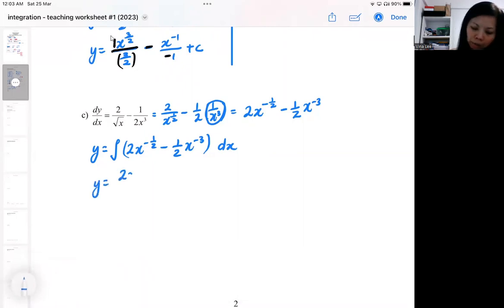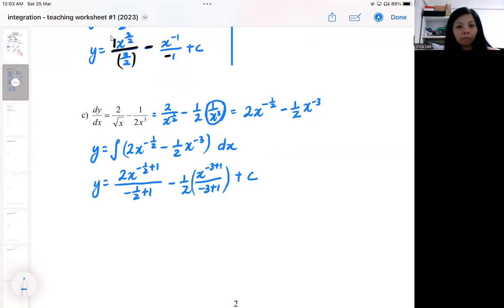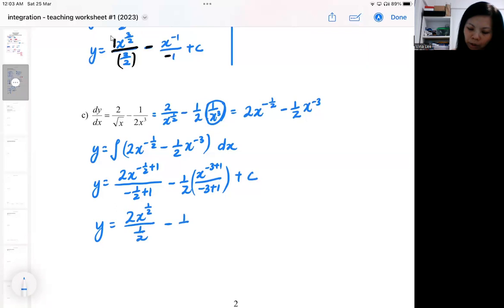So what happens when you use formula number 2? You add a power, return the power, divide by new power. Return a power, divide by new power. And then you just add a c. It looks a little bit complex, but if you do very step by step, it's not going to be so bad. So if you try to do step by step, you realize that it's not so bad.